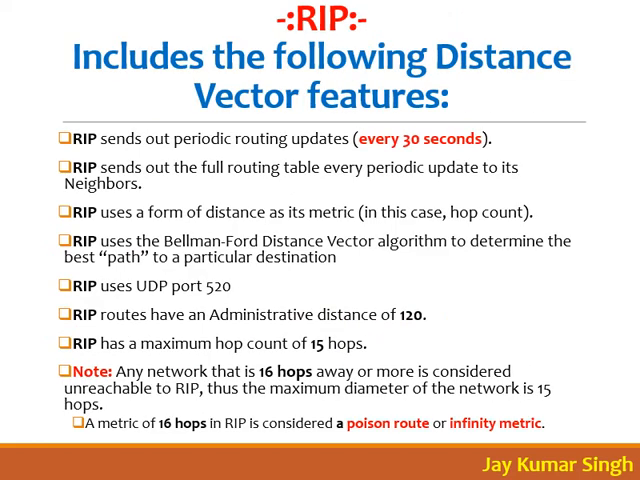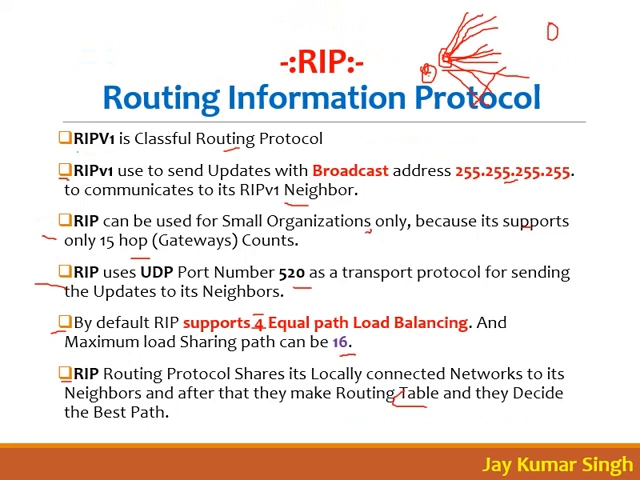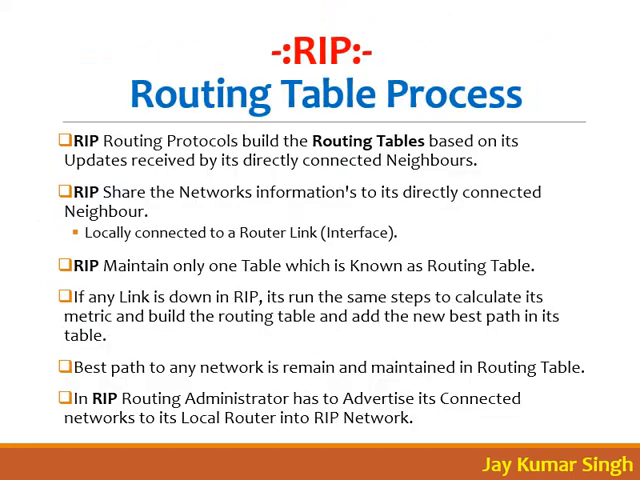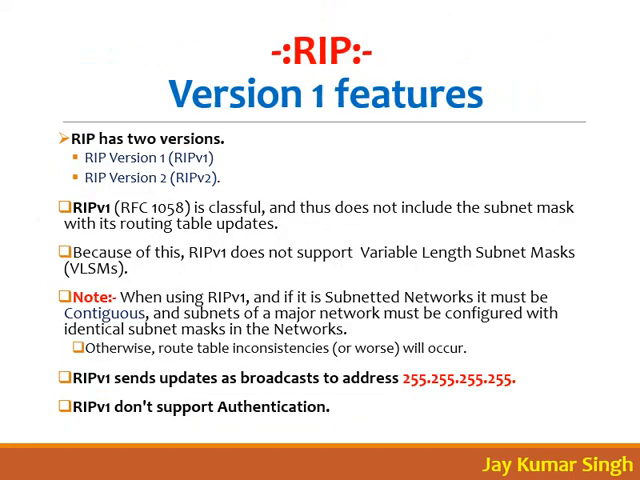RIP sends out periodic routing updates every 30 seconds. RIP sends out the full routing table in every periodic update to its neighbor. RIP uses distance as its metric, in the form of hop count. Can you see the difference? See here, if I am writing RIP 1 it means it is for RIP 1, but if I am writing only RIP it means it's for both. Understood? Here also you can see I have written RIP. Somewhere you will find RIP 1, RIP 2.